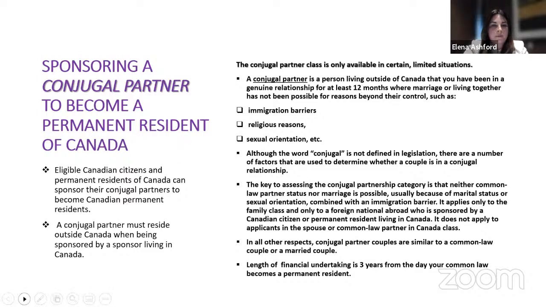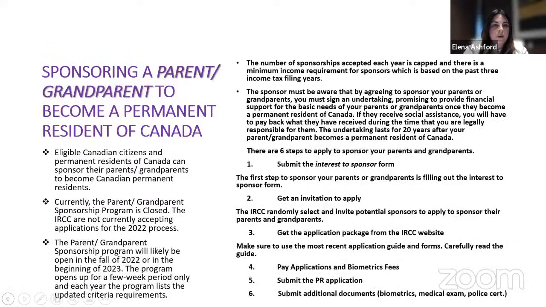So, sponsoring a parent and grandparent, this type of program is unfortunately very hard to sponsor your parent or grandparent through, because it only opens up once in a while. Last year they opened the program for 3 or 4 weeks, and they only let those who applied in previous years, who submitted an intention to sponsor and did not get picked, to resubmit their intention to sponsor forms.